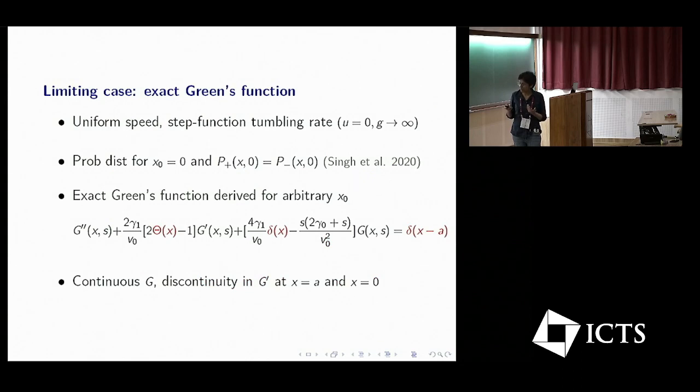Okay, so we wanted to understand the full dynamics of our model also, but that doesn't seem possible for the arbitrary case. But what we could do is to consider one limiting case, in which the speed is uniform and the tumbling rates vary as a step function. This has been considered by some of you already, but starting at the location only at the origin. So we wrote down the exact Green's function equation for this limiting case, and I find it cute in the sense that generally I don't encounter equations which have delta functions coming with coefficients. So it was interesting, at least for me. However, we could find the full Green's function just invoking the usual properties, that is, the function should be continuous and should have finite discontinuities, both at x equal to 0 and x equal to a.